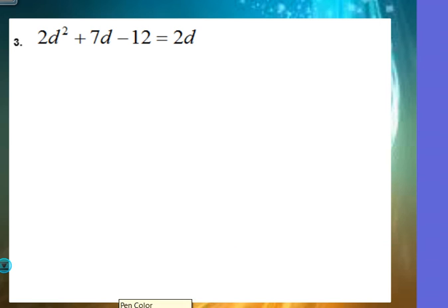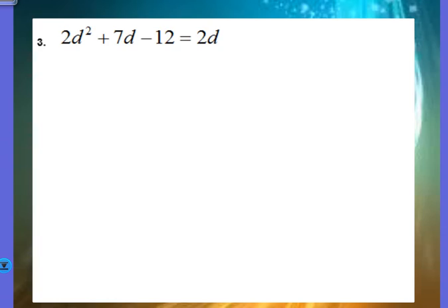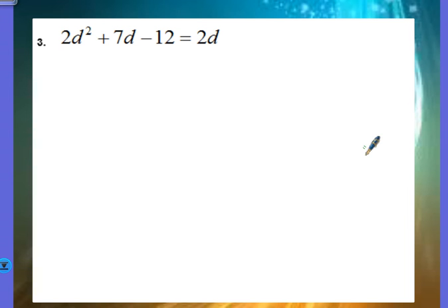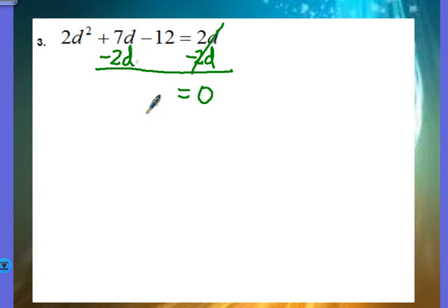Alright, the last one here, number 3. Remember, our steps told us that we first must set our quadratic equal to 0. In this case, it equals 2d. Well, to get it to equal 0, I'm going to minus 2d from both sides. This time, I will subtract 2d from 7d, since they are like terms. And now we have 2d squared minus 5d minus 12.